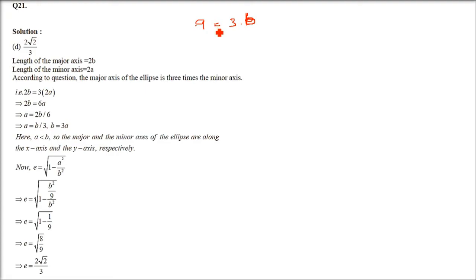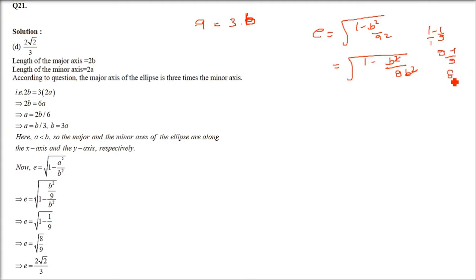We'll apply the formula, eccentricity is under root 1 minus B square by A square. Put B square in the numerator, and in place of A square put 3B square, that is 9B square. B square gets cancelled. 1 minus 1 by 9 is 9 minus 1 by 9, that is 8 by 9.